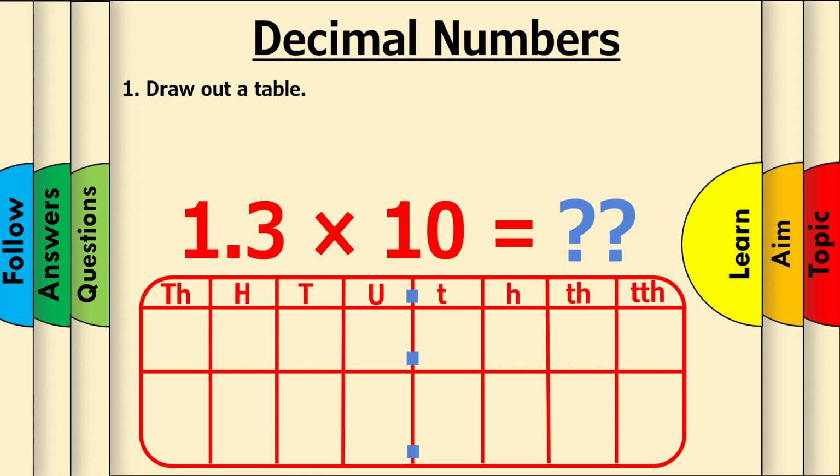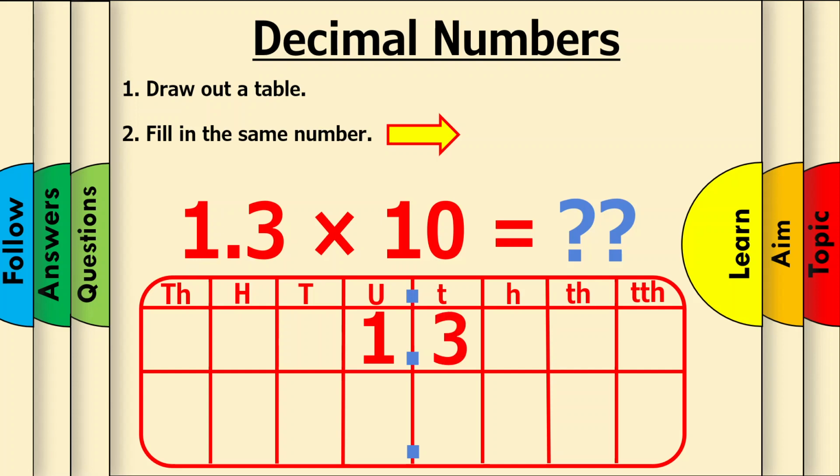Now, all we need to do is fill in the same number from left to right in this table. Remember to align the number so that the decimal appears in the correct place. In this example, the number 1 is placed in the units column, and the number 3 is placed just after the decimal point to create our number, 1.3.